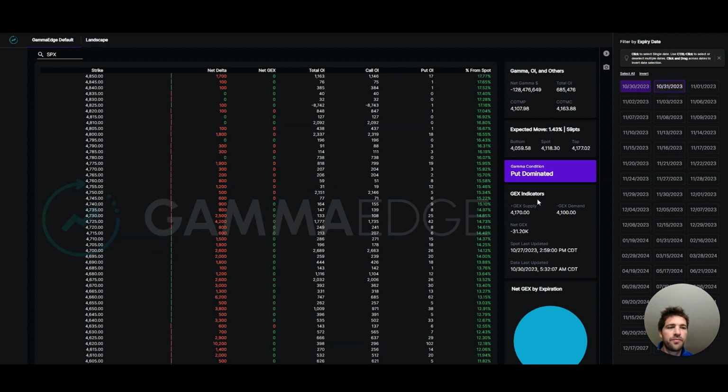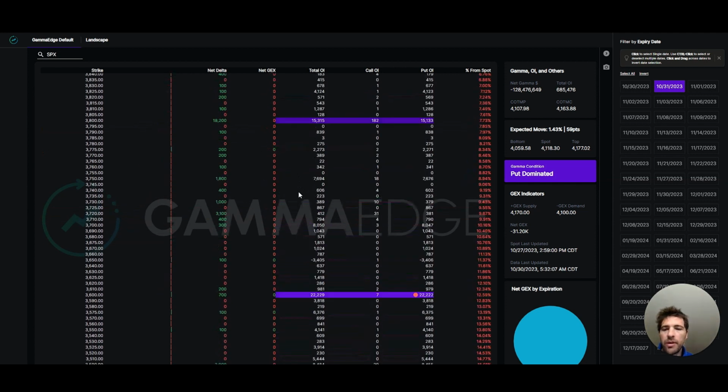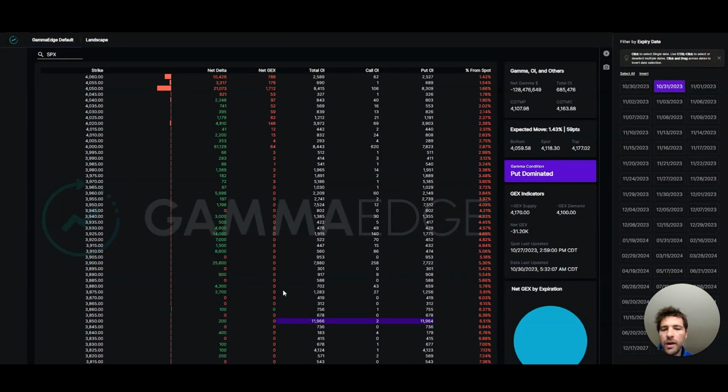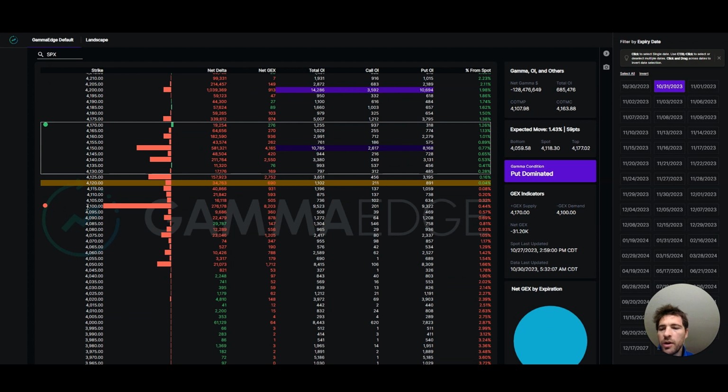Going to the 1 DTE chart. See here, really nothing constructive about this chart at all to the upside. Pretty wide transition zone, put and call dominated above and below spot price. I mean, we do have some calls way out of the money, but not viewing this as super relevant right now. 4100 again, a lot of influence with this level to the downside.